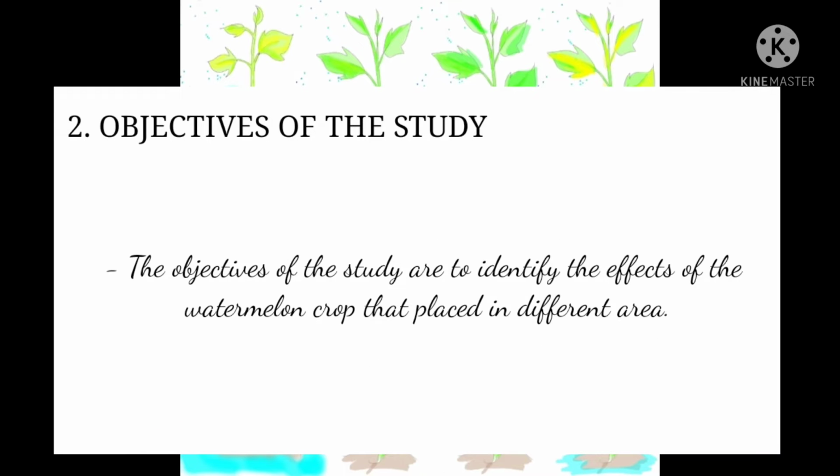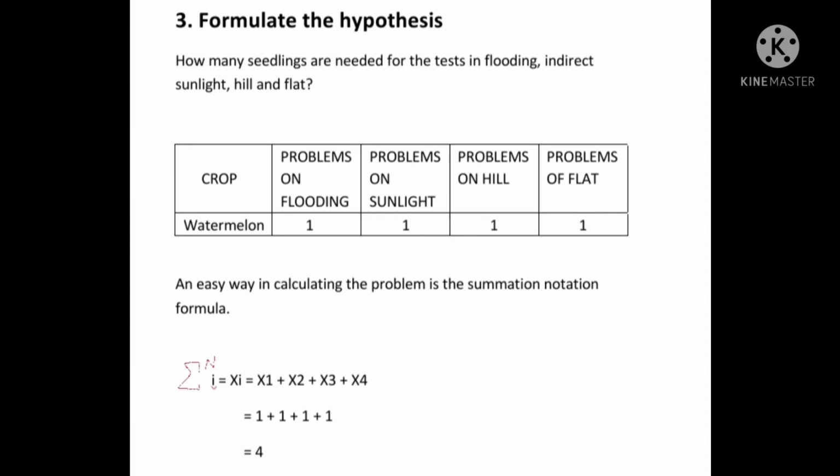Second is the objectives of the study. The objectives of the study are to identify the effects on the watermelon crop if it does not acquire what it needs, and the proper place to be in. Number 3. Formulate the hypothesis. Question: how many seedlings are needed for the test in flooding, indirect sunlight, hill, and flat?